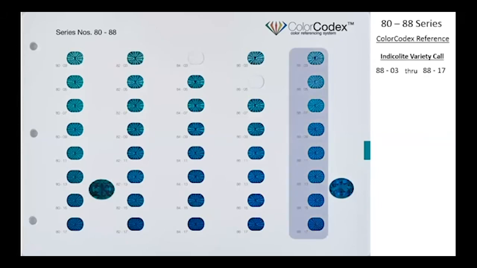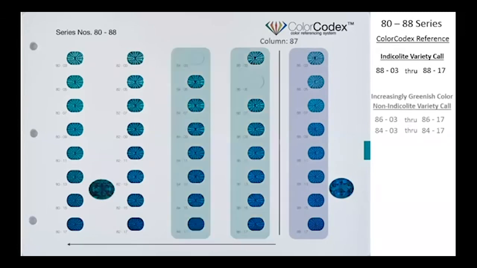On this page, this is really the only column of color where we recognize the indicolite varietal classification. As you move to the left, you see a progressive increase in green coloration. And here you're falling outside now of the indicolite varietal call. And you see the stone that had come in from a client several years ago. This is a stone that actually sat well outside the boundary. And so again, with the ColorCodex system, it would have been very easy to demonstrate this to our client.